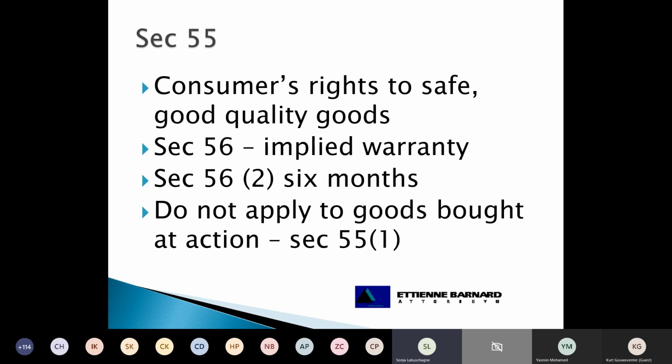The Consumer Protection Act basically applies to all sales in execution, but luckily your implied warranty does not apply to goods bought at auction. So you don't have to worry that someone is going to come back and say you made a representation and it's not correct, it's not adhered to.